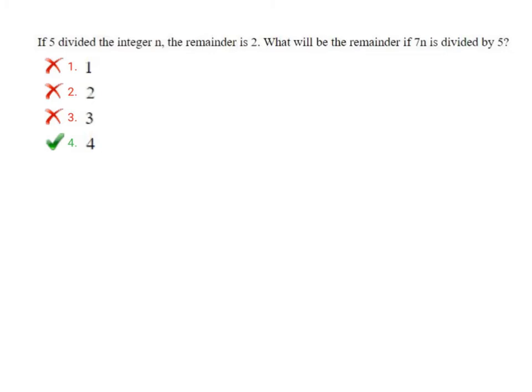If 5 divides an integer n, the remainder is 2. What will be the remainder if 7n is divided by 5? So, when the remainder is 2, if a number gets multiplied by 7, then the remainder also gets multiplied by 7. Therefore, it has to be 14, but if it is divided by 5, the remainder is 4.